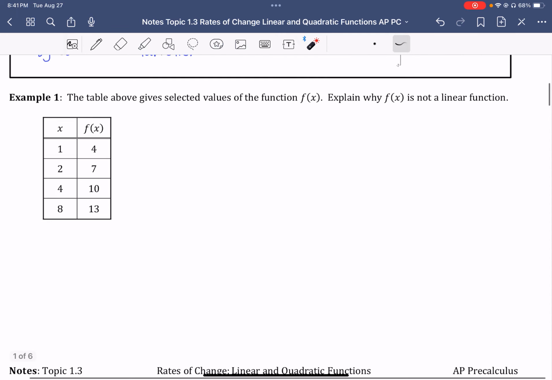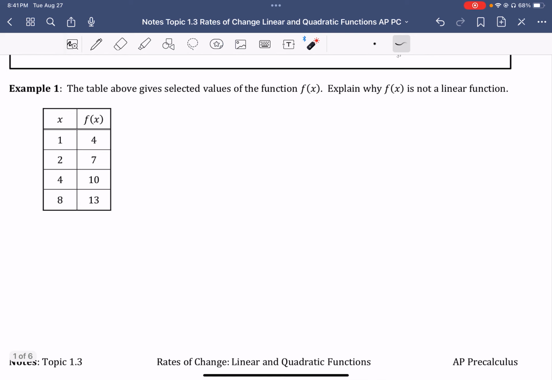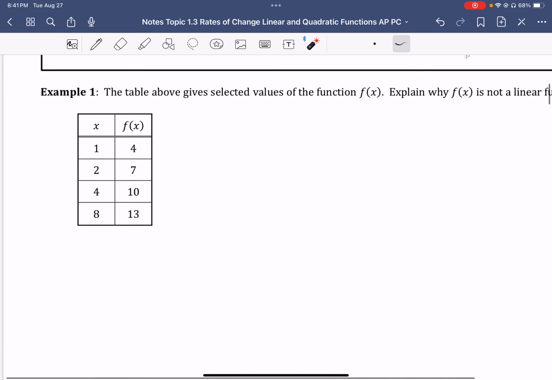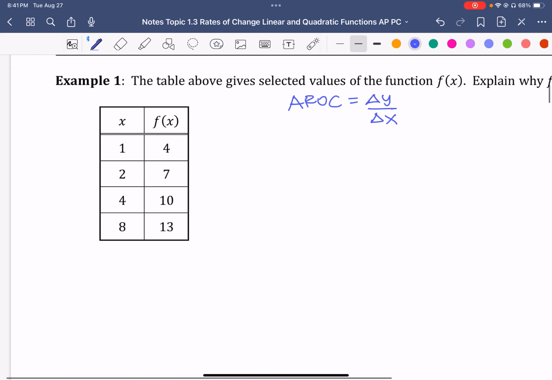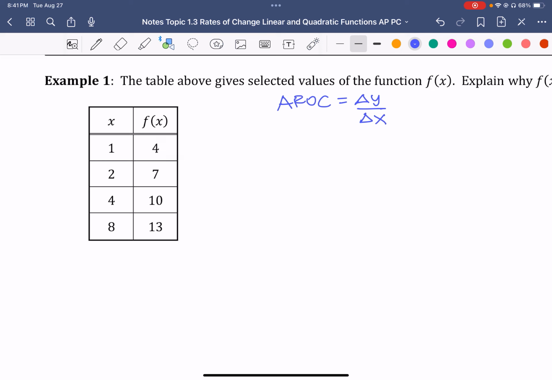Let's go on to example 1. The table gives selected values of the function f of x. Explain why f of x is not a linear function. Remember that for the average rate of change, we need to find the change in y divided by the change in x, okay? When you have a table, you figure out the differences in the values of x and then the differences in the values of y. Once you do that, all of these are going to be considered your change in x, and on the right side, your change in y.